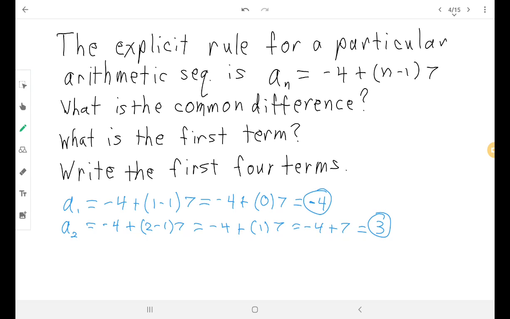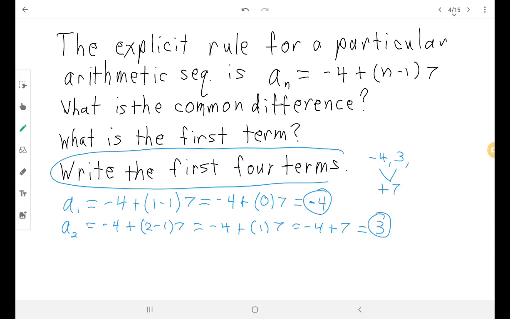So in my sequence of numbers, let me do that over here. I go from negative 4 to 3, and then I've got some more. But how did I get from negative 4 to 3? Well, I added 7, right? And since this is an arithmetic sequence, that's what I'm going to do each and every time. I'm just going to keep adding 7. So I can come up with the other ones. I can get the rest of this answer just by adding 7 over and over again.